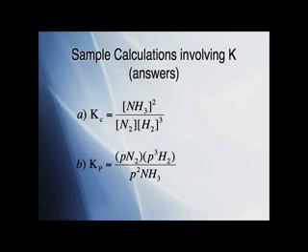For B, we want the K sub P expression for the reverse of this reaction, which is NH3 decomposing to form nitrogen and hydrogen gases. In this case, we'll have the pressure of N2 times the cube of the pressure of H2 divided by the square of the pressure of ammonia.